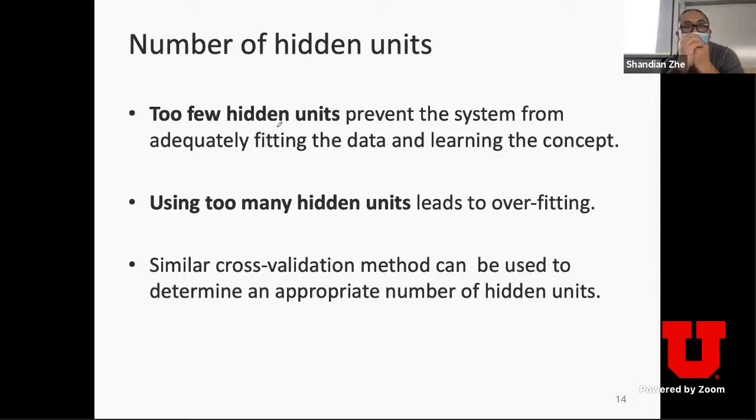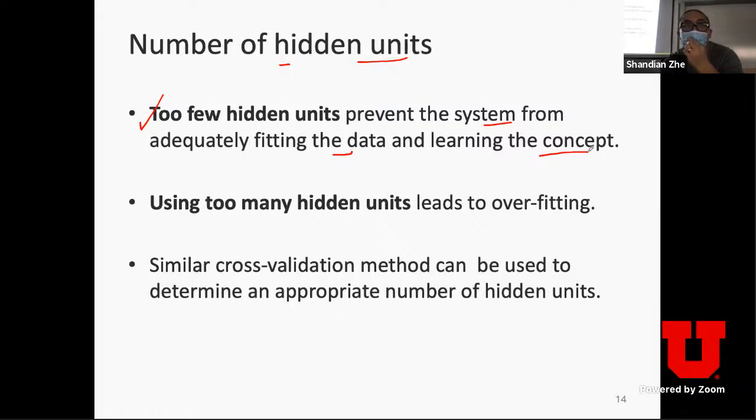So the third and last concern: how do we determine those hyperparameters? Especially, how do we determine the architecture of the neural network? If we choose the neural network to have too few hidden neurons, meaning that it is either too narrow or too shallow, then the neural network might not be flexible enough. It might prevent the network from adequately fitting the data and learning the target function, namely the concept.